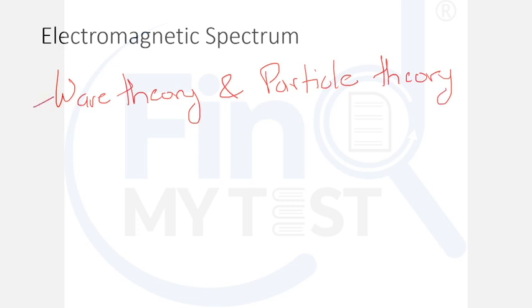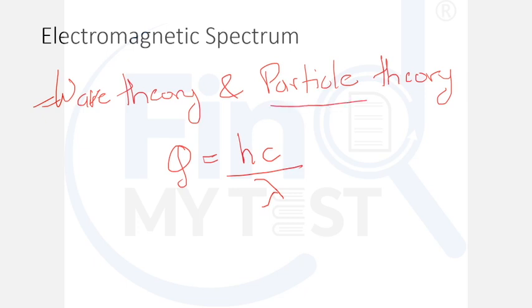So what does wave theory say? That if light travels, wave theory has quantified energy as equal to hc upon lambda. So this is basically the wave theory stating that the energy of the wave is dependent on the speed and its wavelength.